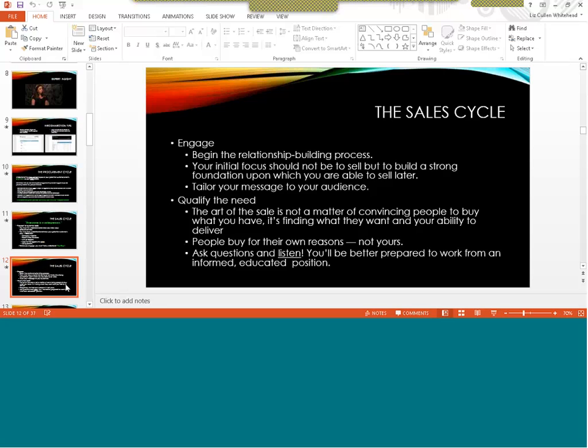So I think one of the most important things about the art of the sale is that it's not convincing people to buy what you have, but finding out what they want and your ability to deliver that. And they're going to buy for their own reasons, not yours. So you might know your product and your prices backwards and forwards, but the important thing is to know, what are they really looking for? Everybody wants the lowest price, but if high quality is more important to them, you want to find that out. And the way you do that is asking questions and really listening to the answers.